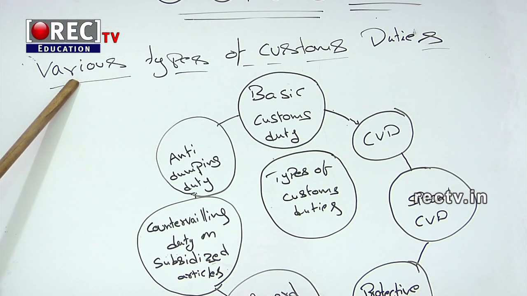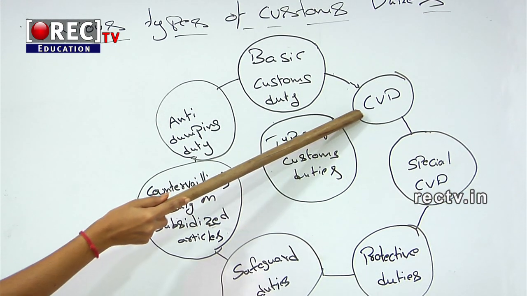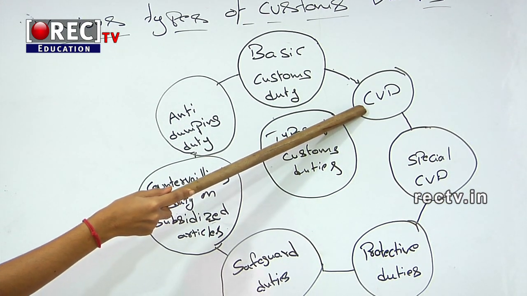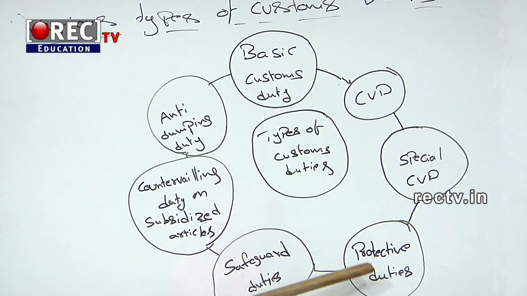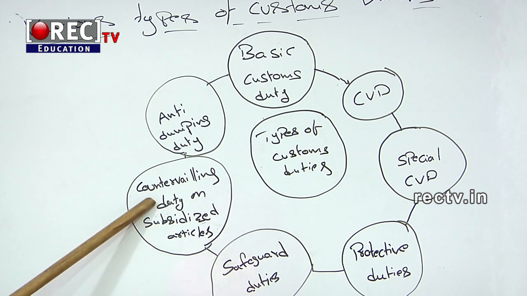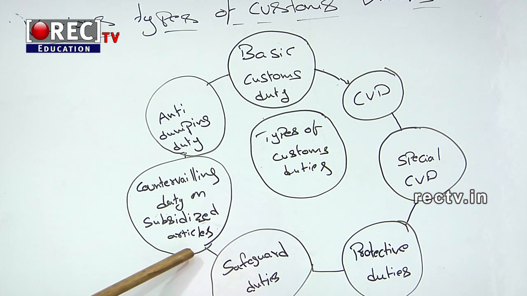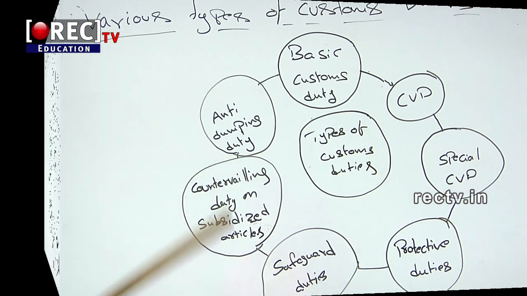Various types of customs duties: basic customs duties, countervailing duties or additional customs duties, special countervailing duties, protective duties, safeguard duties, countervailing duty on subsidized articles, anti-dumping duty. Now let us discuss one by one.